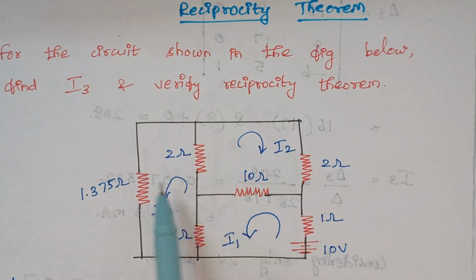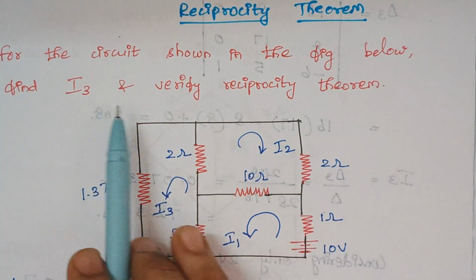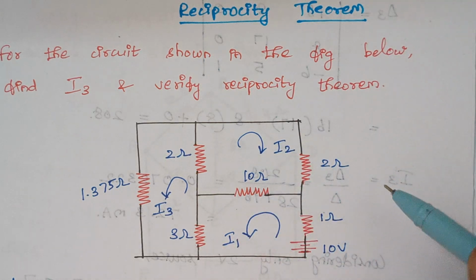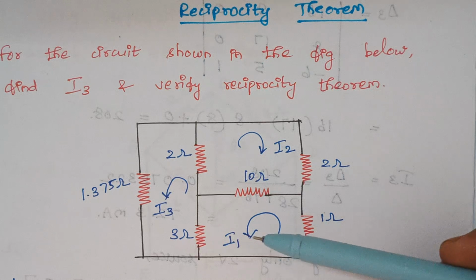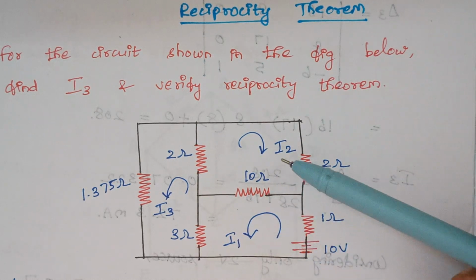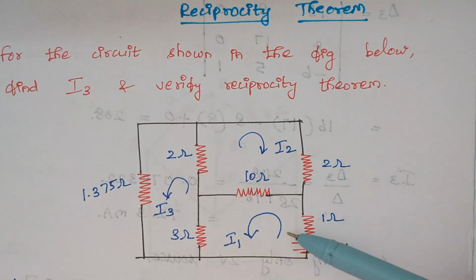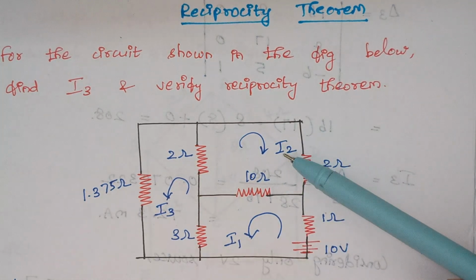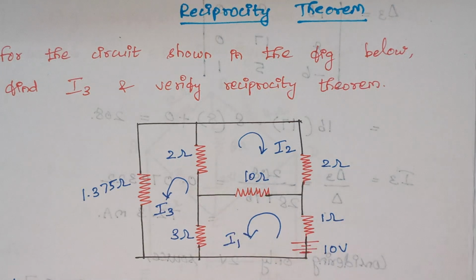The problem is: for the circuit shown in the figure below, find I3 and verify the reciprocity theorem. This is the given circuit diagram, and the directions of the currents are already mentioned: I1, I2 and I3. Depending upon the names of the currents, let this be loop 1, let this be loop 2, and let this be loop 3.